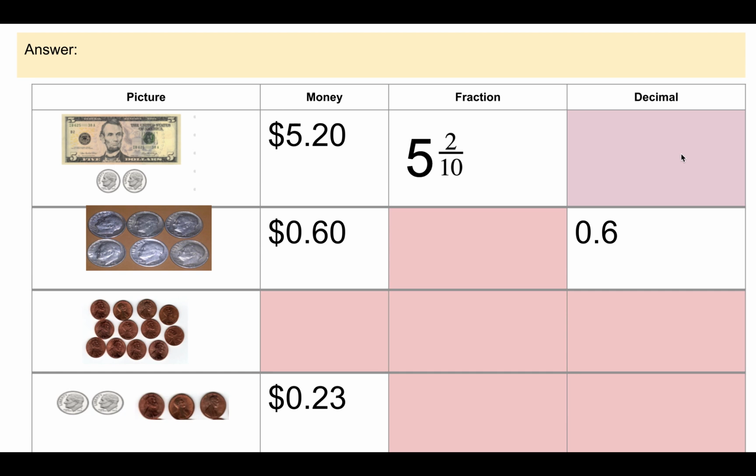And you might see from this one, the money and the decimal are very similar. With money, we usually write in this extra 0 even if there's nothing there, because we're thinking about it like cents. So we're thinking about how many hundredths it would be. So let me know if you have any questions. Let's get started.